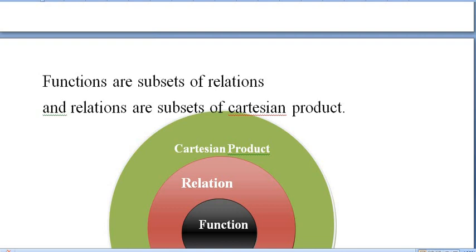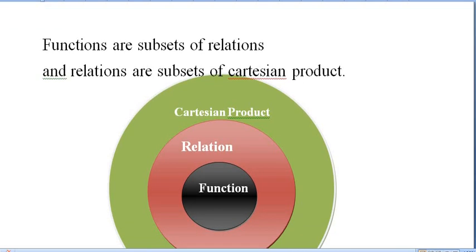Functions are subsets of relations, and relations are subsets of the Cartesian product. In the first class we studied the Cartesian product, A cross B, and then we studied relations. See this picture: the function is inside the relation, and the relation is inside the Cartesian product. So we can say functions are subsets of relations and relations are subsets of the Cartesian product.